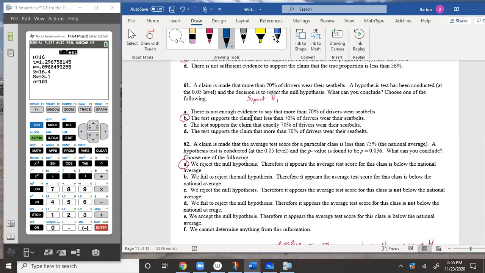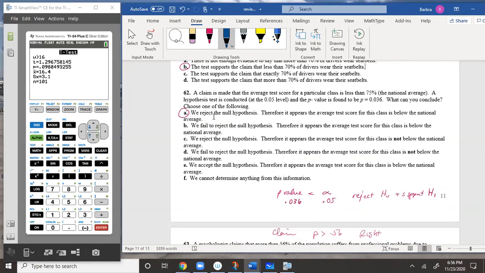So greater than 56%. Okay, so that's just a restating of the claim. 61. A claim is made more than 70% of drivers wear their seatbelts. A hypothesis test has been conducted at the 0.05 level, and the decision is to reject the null. What can you conclude? If you reject the null, you support the claim, and there is enough evidence to support the claim that 70% of drivers wear their seatbelts. So B is correct.